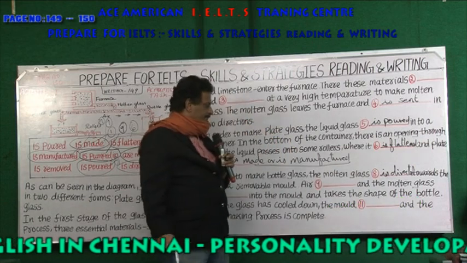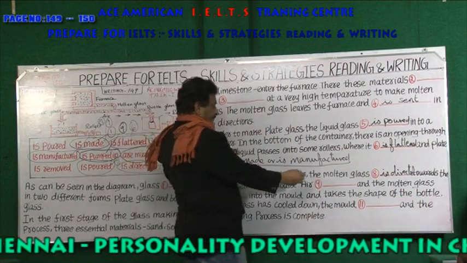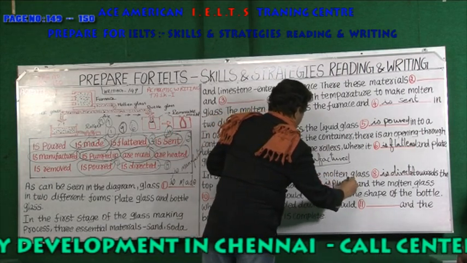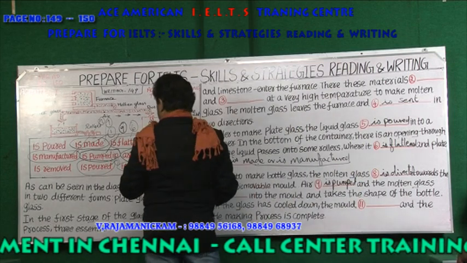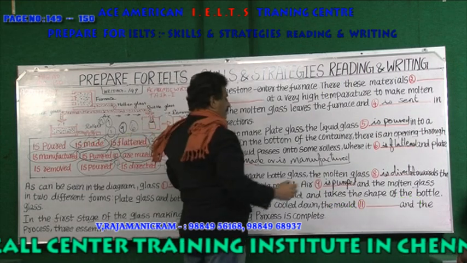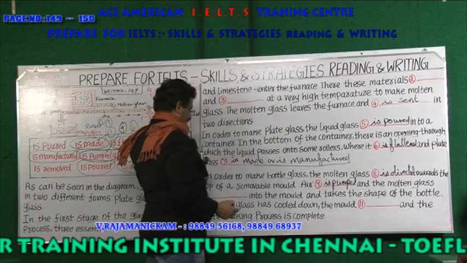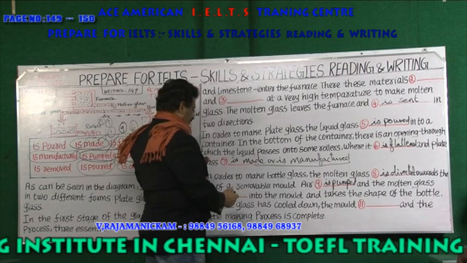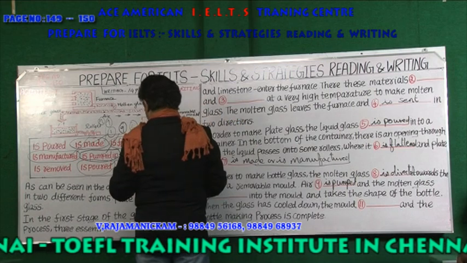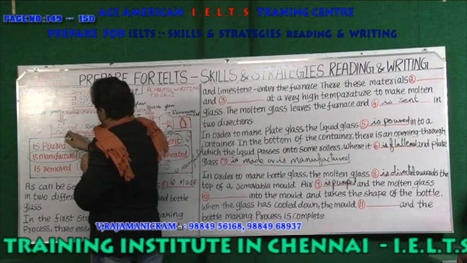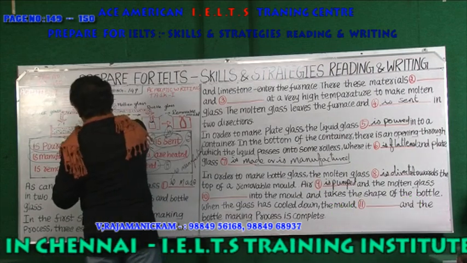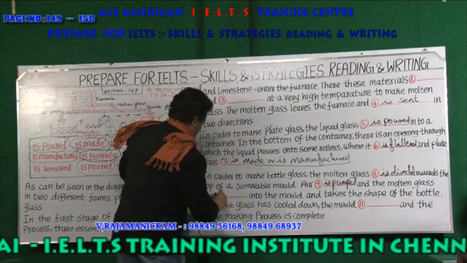Then what happens? Air is pumped. Now air is pumped. Where is this pumped? Okay, it's 9. Air is pumped and the molten glass, 10, is poured into the mold. Where is that? Is poured here. It is number 10. Is poured.